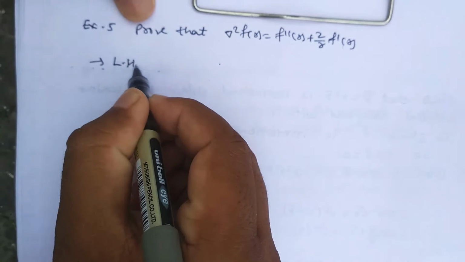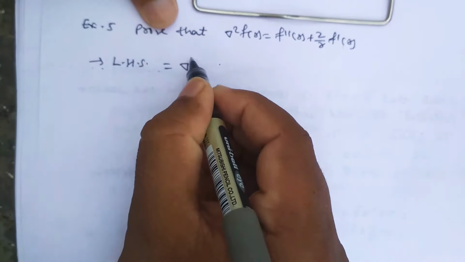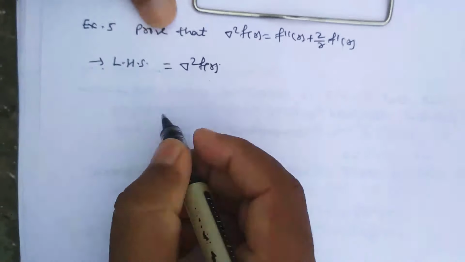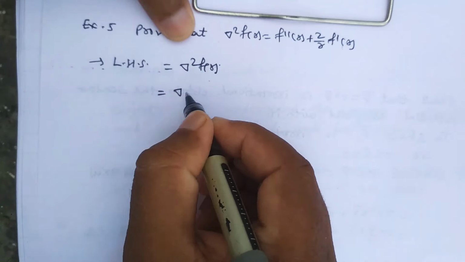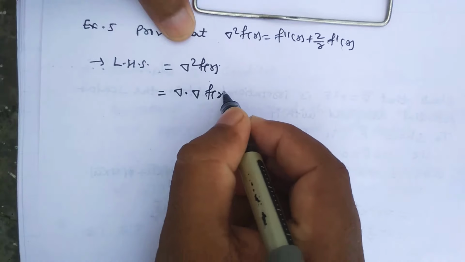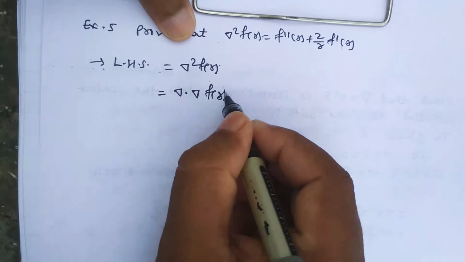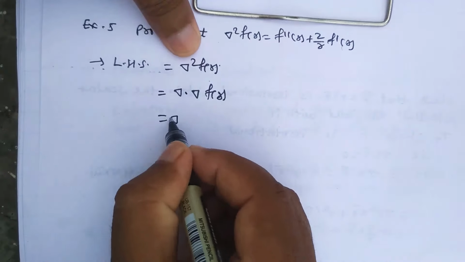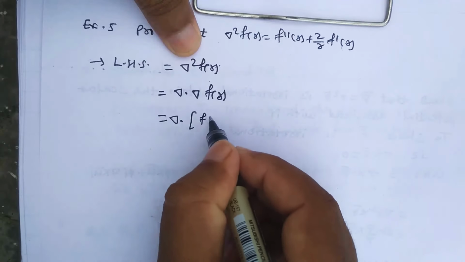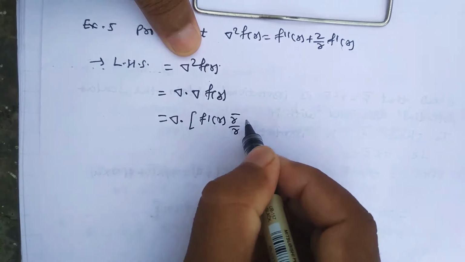So consider LHS. LHS is equal to del square f of r. Now del square can be written as del dot del into f of r. Now solving this del of f of r first. So this is del dot f dash of r, r bar upon r.